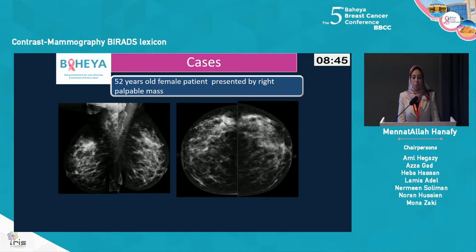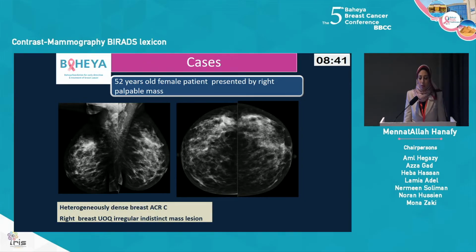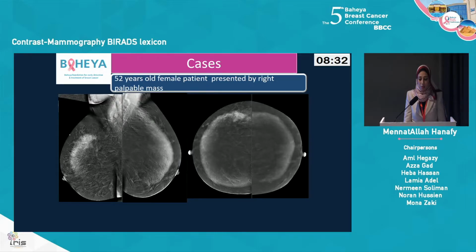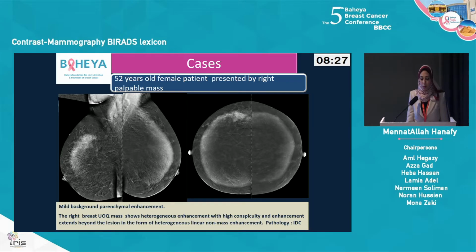52-year-old female patient presented by right palpable mass. Her mammography and low-energy images revealed heterogeneously dense breast ACRC with right breast upper outer quadrant irregular indistinct mass lesion. Her recombined images revealed mild background parenchymal enhancement. The right breast upper outer quadrant mass shows heterogeneous enhancement with high conspicuity, and enhancement extends beyond the lesion in the form of heterogeneous linear non-mass enhancement. Pathology was invasive duct carcinoma.